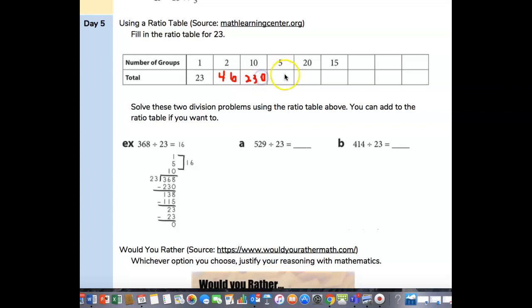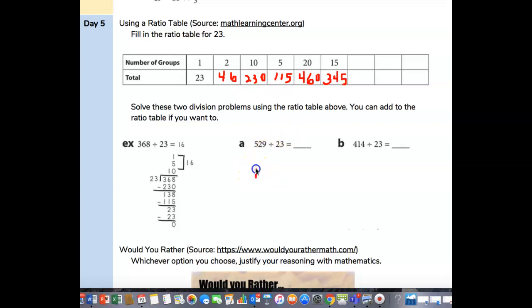This back in as, what did we say, 115. Oh dear. And this one is double the 10 one, so it's 460. And then 15 times 23, we said was 345. All right, so now I'm going to show you how we can do this one.